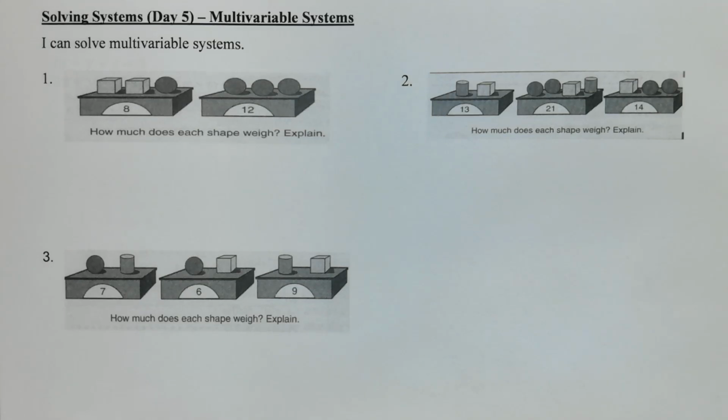All right, this is Solving Systems Day 5, and we're going to move into multivariable systems. So past a 2 by 2, two variables, two equations, we're going to move into a 3 by 3. So it just adds kind of one more element in terms of substituting or elimination. It doesn't really change what your process is. You just have more to do.